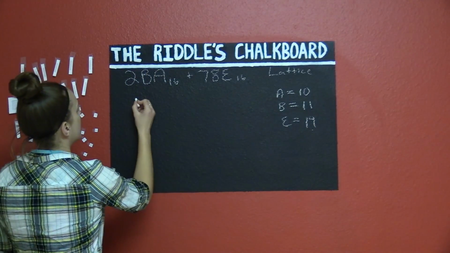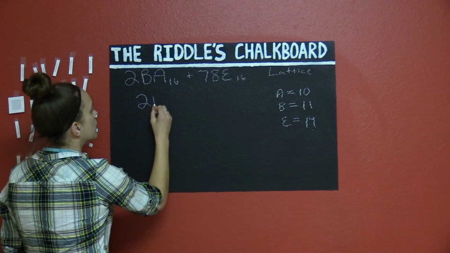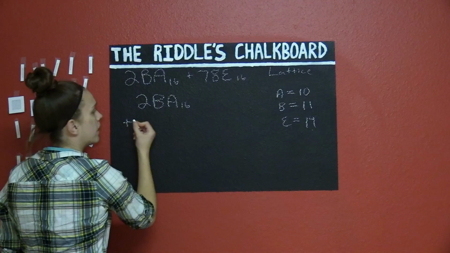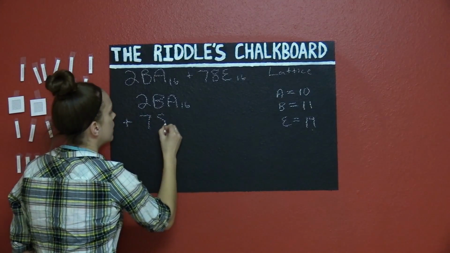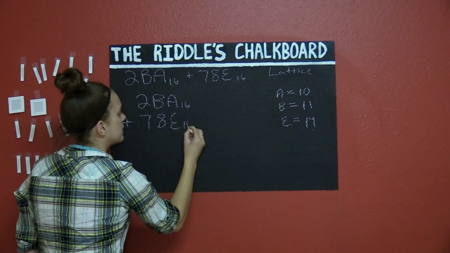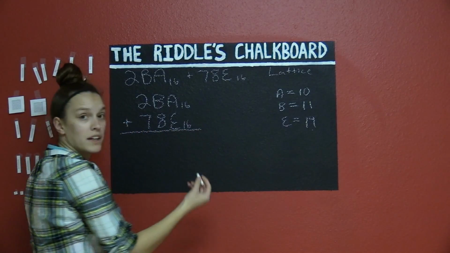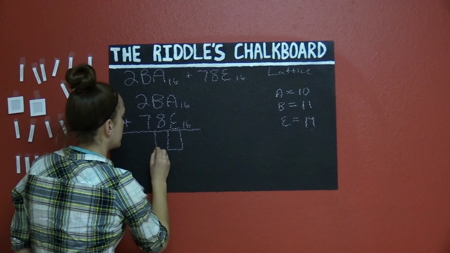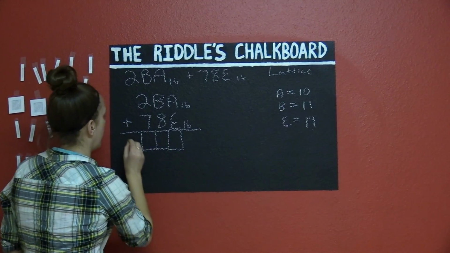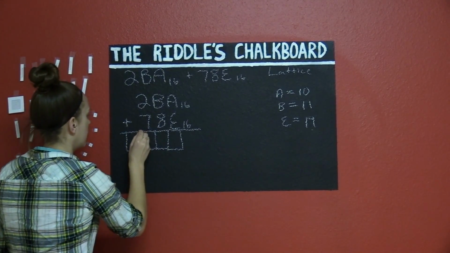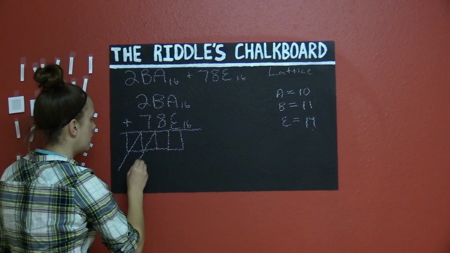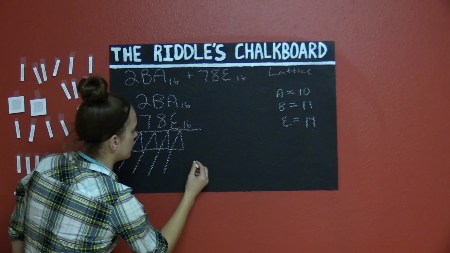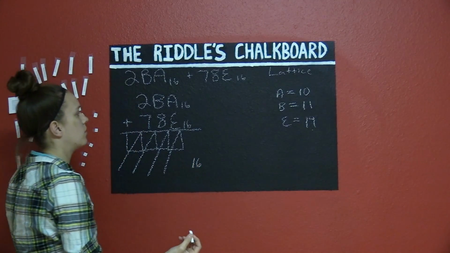Okay, so let's set up the problem. 2BA base 16 plus 78E base 16. And now we're going to draw our lattice underneath it. So we'll do our little rectangles. We'll add an extra one. Cut those in half. Okay, so I'm just going to write my base 16 down here so I don't forget.